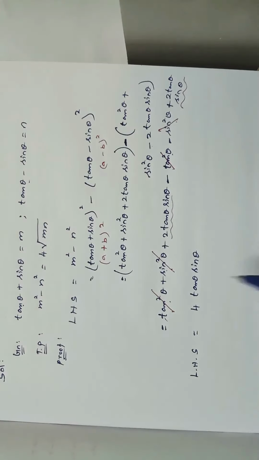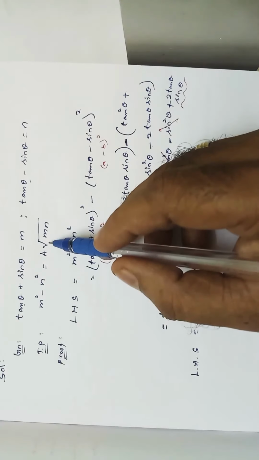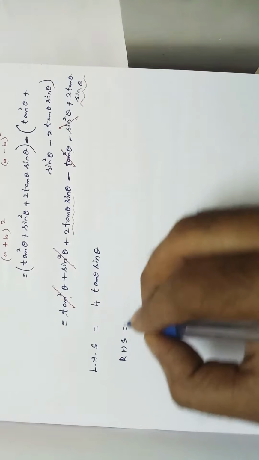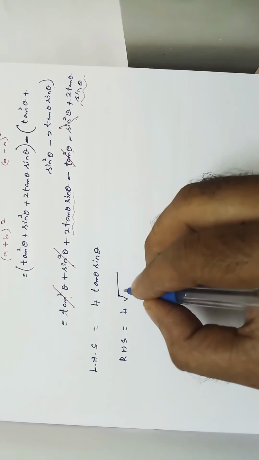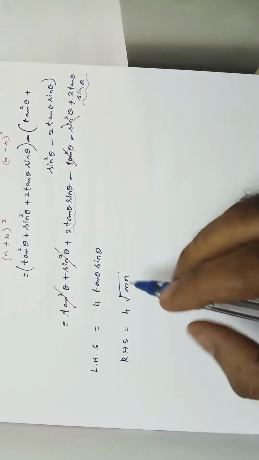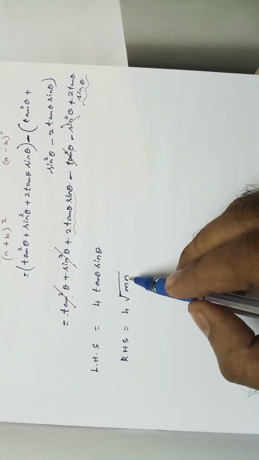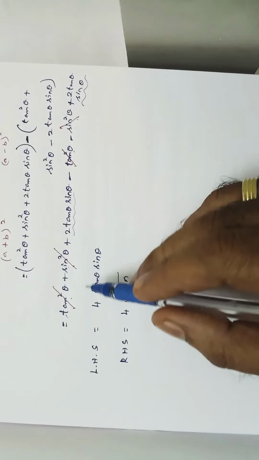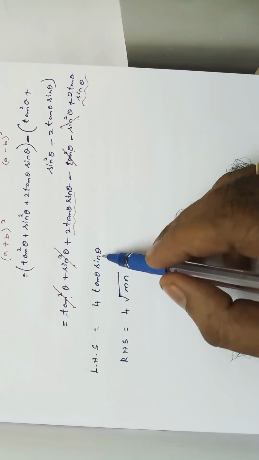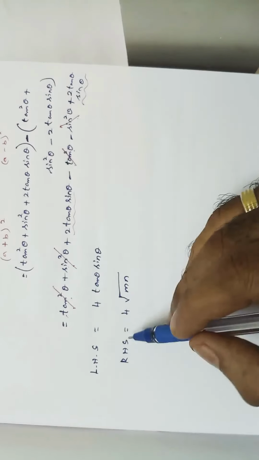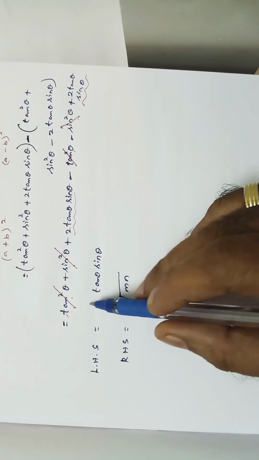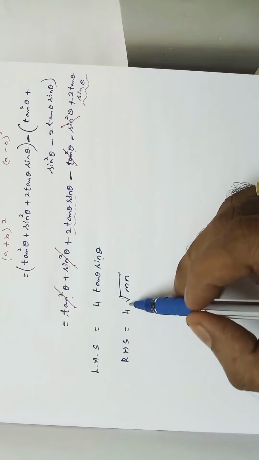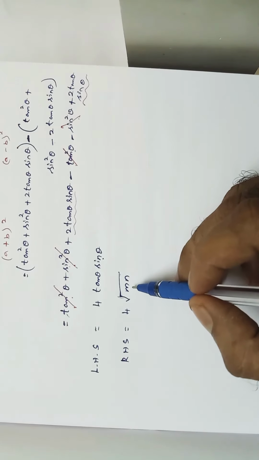Now I am going to take the RHS. What is RHS? 4 into root of mn. RHS is equal to 4 into square root of m into n. Already we know the value of m and we know the value of n. Just substitute and simplify, and you have to get 4 into tan theta sin theta, right? LHS is equal to RHS we want to get. Already 4 we are having, so tan theta sin theta alone is needed. So we have to remove the root and we have to get tan theta into sin theta.